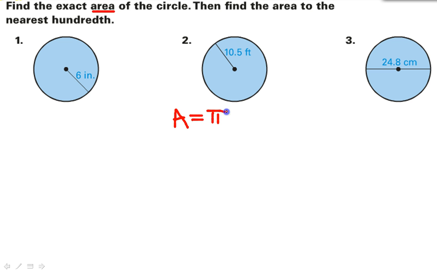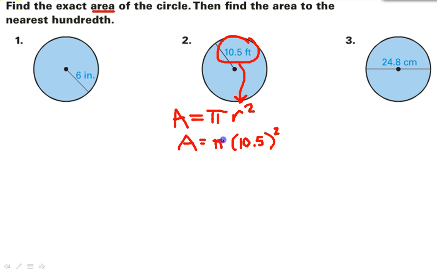A equals pi r squared. So we're definitely just going to go ahead and use the area formula. Okay? And r is the radius. Well, we're given the radius. The radius is 10.5. So we're just going to substitute that in for r, and that's basically it. Okay? So this is very straightforward. So we're just talking about pi times 10.5 squared.